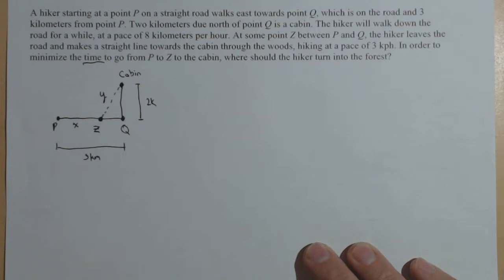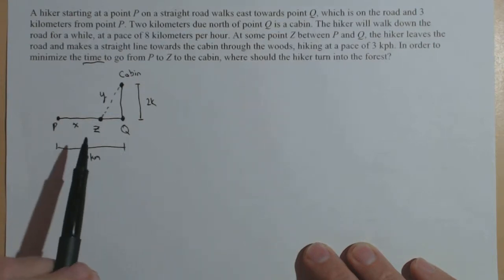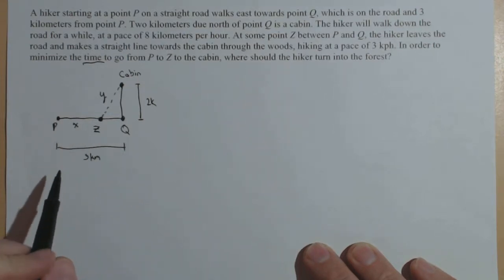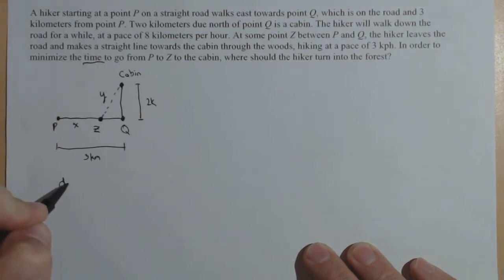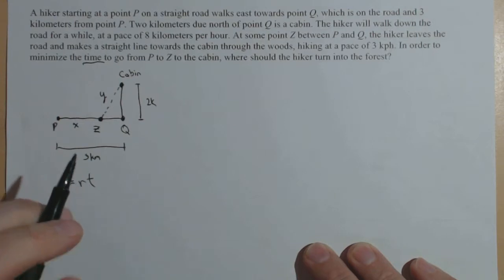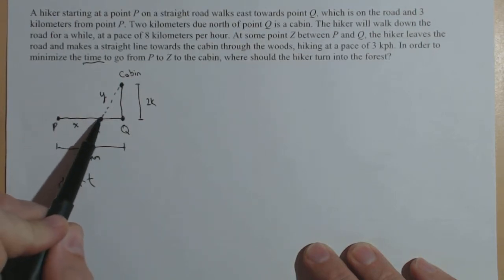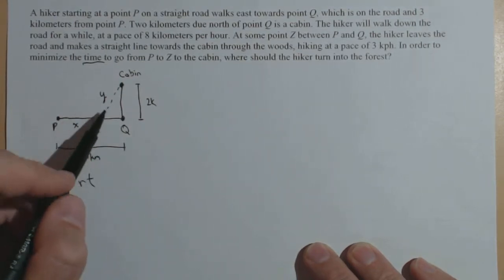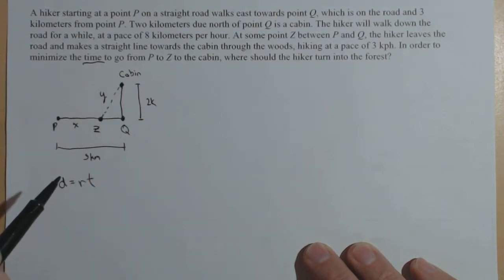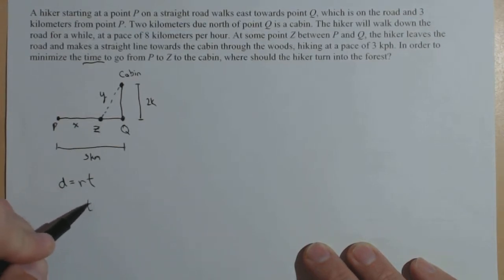So let's start to set up an equation. Now, we're all familiar with the equation that distance equals rate times time. Well, what we're going to do is look at the time to go from P to Z, and the time to go from Z to the cabin. So we've got 2 separate times here. Well, in rearranging this, divide both sides by R. Time is given by distance over rate.